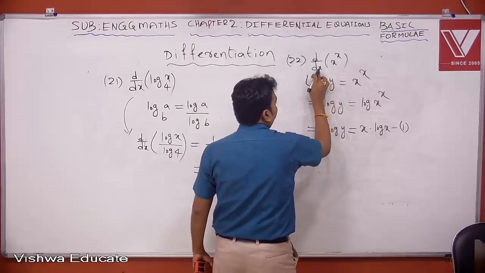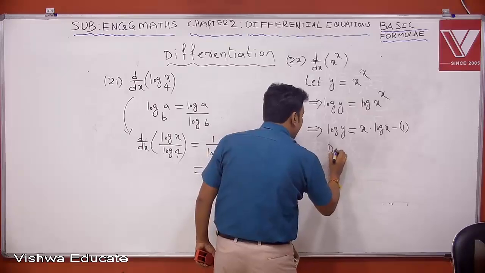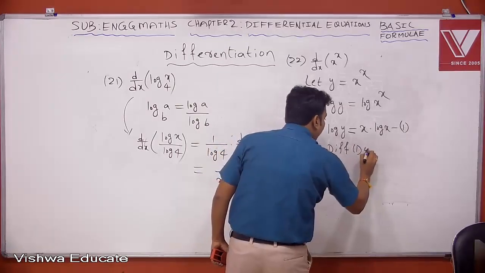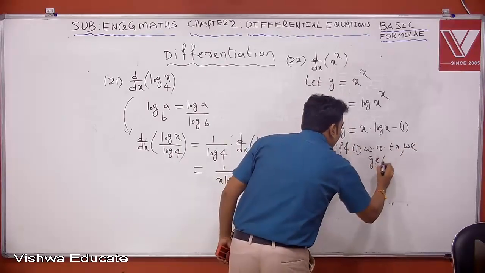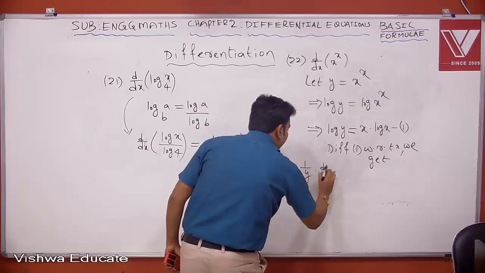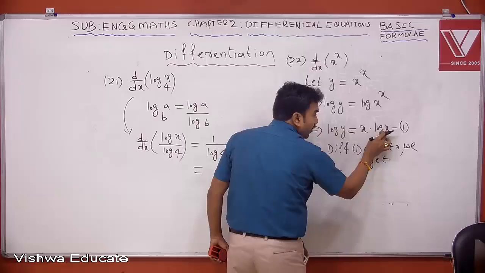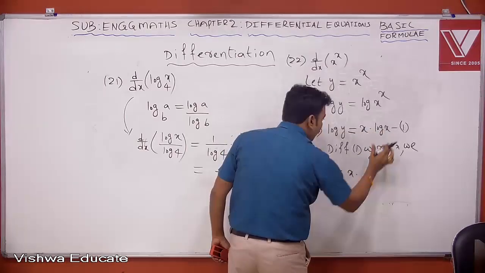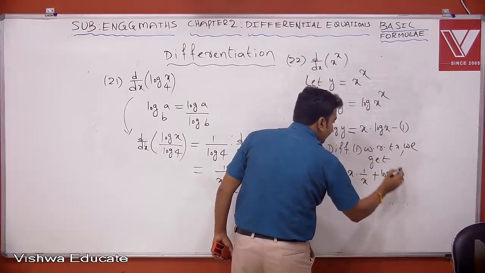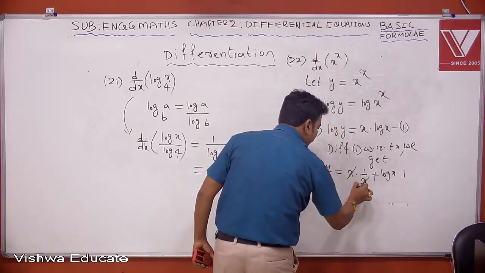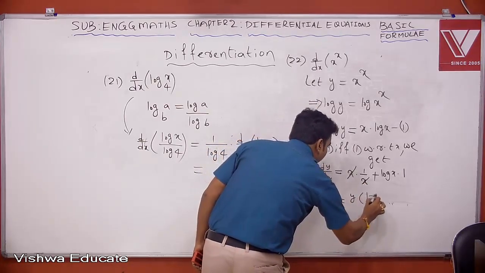What is our task? We need to find d by dx of x power x, but y is x power x, so I need to find dy by dx. Differentiate equation 1 with respect to x. We get 1 by y times dy by dx equal to, now apply product rule. This is f of x, this is g of x. X into derivative of log x is 1 by x plus log x into d by dx of x, which is 1. This x will get cancelled. This implies dy by dx equal to y into 1 plus log x.